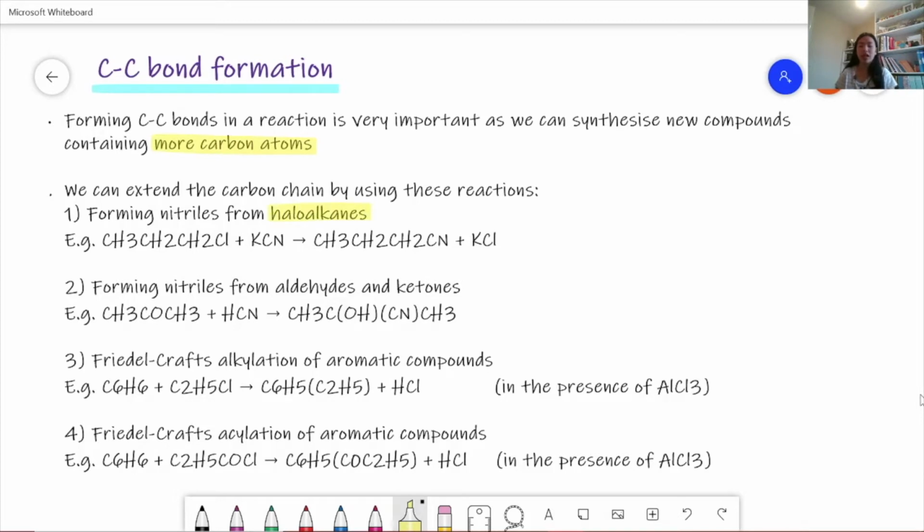at forming hydroxynitriles from carbonyl compounds, so aldehydes and ketones, so the compounds with this C double bond O group. And then we're going to look at Friedel-Crafts alkylation and acylation of aromatic compounds. So in particular, we're going to look at benzene. And these are both in the presence of an aluminium chloride catalyst.